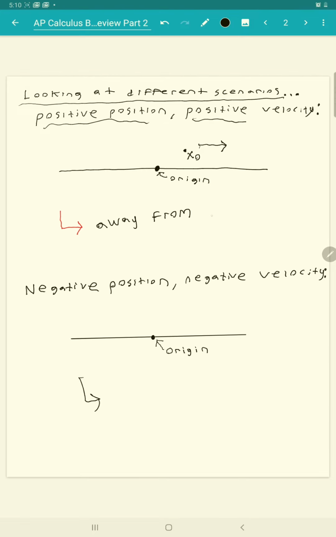Okay, now, what if a particle has a negative position and a negative velocity? Well, since it is a negative position, it will start out to the left of the origin. And since it has a negative velocity, it will move to the left. So it is starting out to the left of the origin and it is continuing to move left. So it is moving away from the origin.